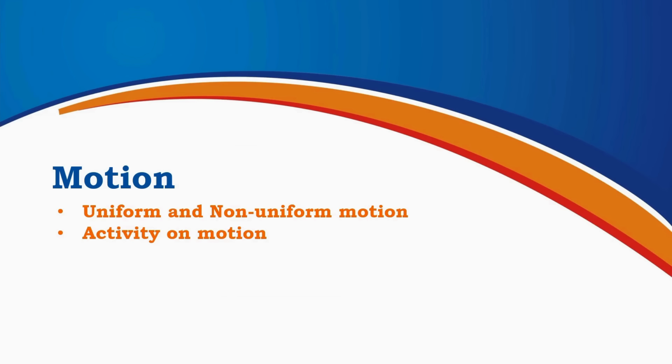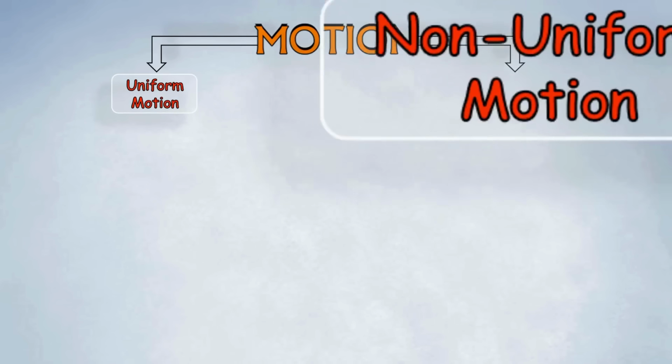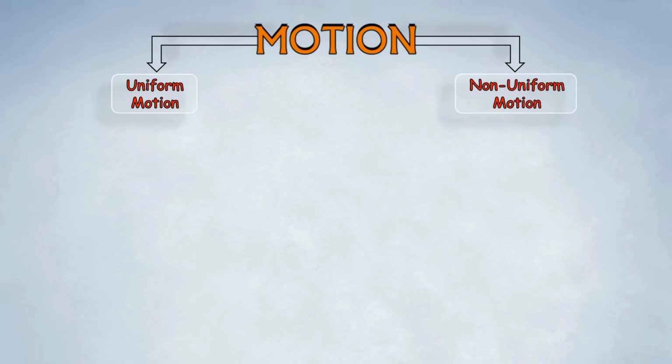In this part of the chapter on motion, we will study uniform and non-uniform motion, and an activity based on motion. Uniform and non-uniform motion. Motion can be classified into two main types: uniform motion and non-uniform motion.